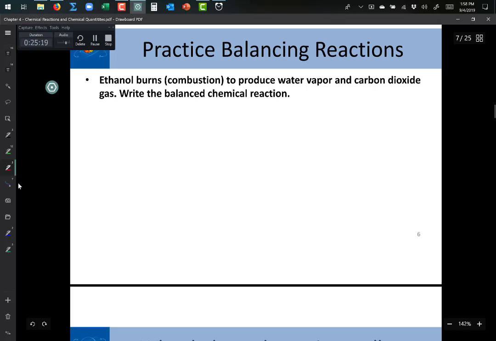Here, let's do this one. Ethanol burns, combustion, is a type of reaction you'll need to know, to produce water vapor and carbon dioxide gas. Right? The balanced chemical reaction. So, first of all, we have to know what ethanol is, right? So how many carbons in ethanol?